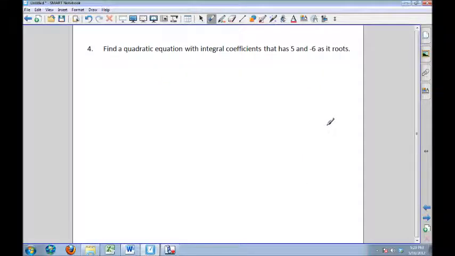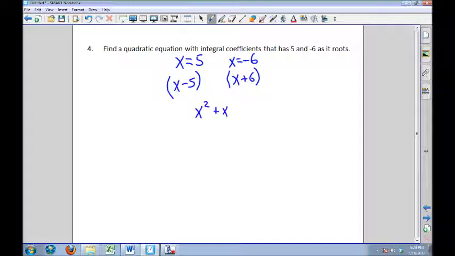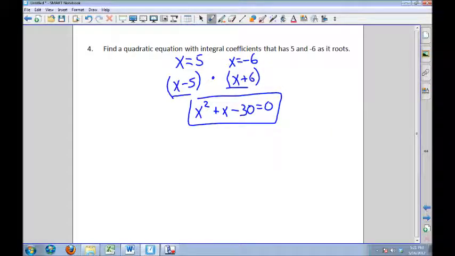Find the quadratic equation with integral coefficients that has 5 and negative 6 as its roots. Well, if those are the roots, that means that x equals 5 and x equals negative 6 are solutions to this quadratic equation. Well, that must mean that x minus 5 is a factor and x plus 6 is a factor. So if I multiply these two terms together, I end up with x squared plus x minus 30 equals 0 as my quadratic equation. Again, all I was doing is FOILing these two terms out.